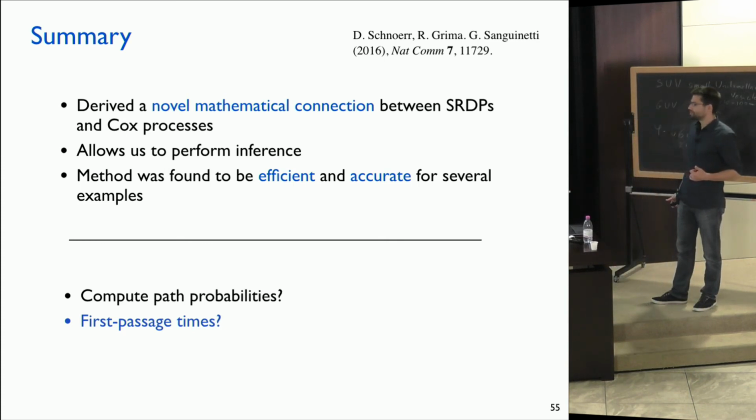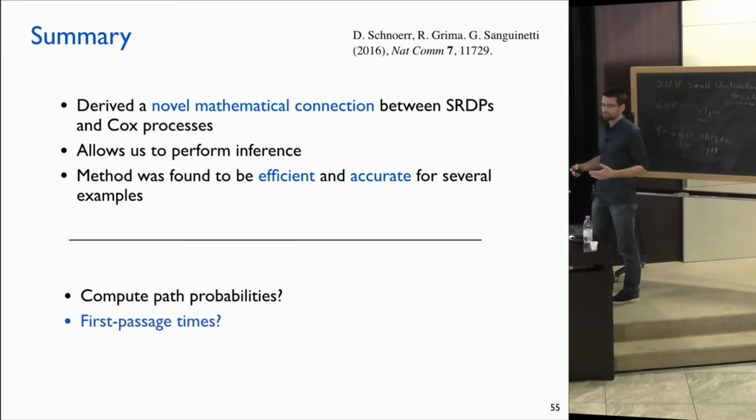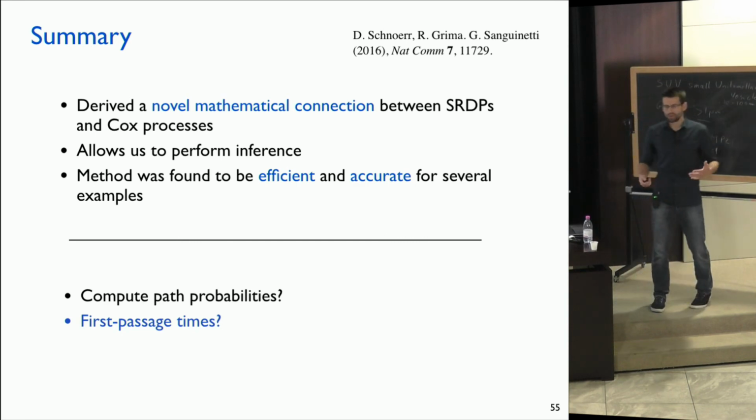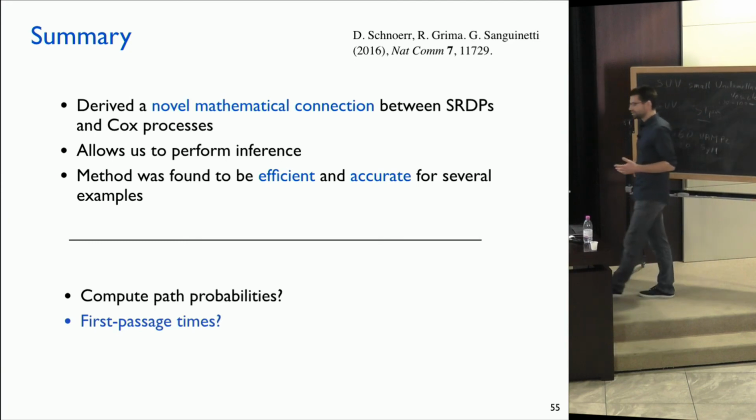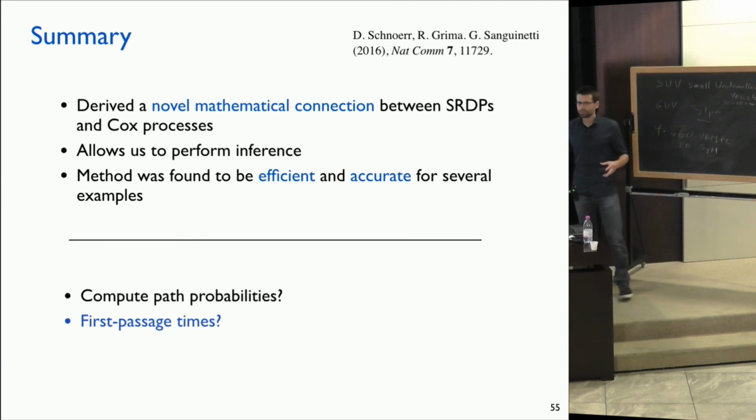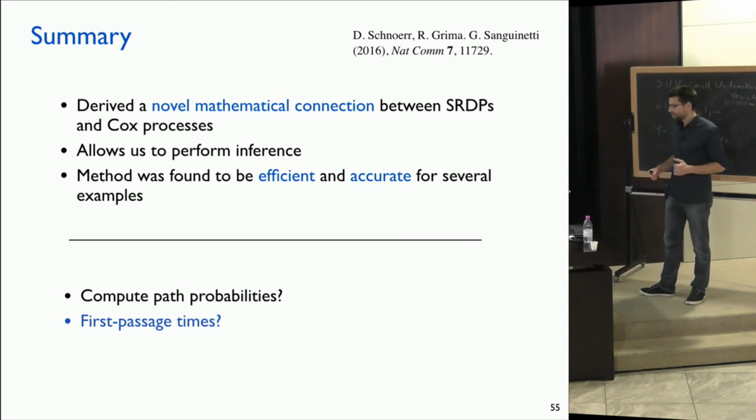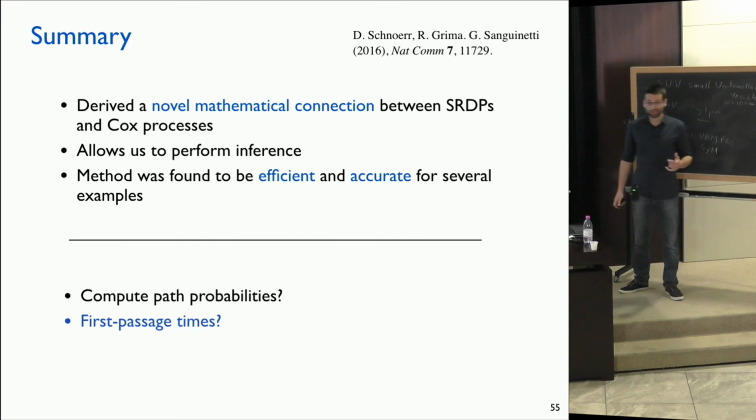The next step we wanted to do is use this representation not just to do inference, but to compute certain quantities of the process, certain path quantities. In particular, we were interested in first passage times. How long does it take for the number of proteins in a certain region of the cell to cross a certain threshold? And when we started looking at this problem, we realized this is actually very, very difficult.